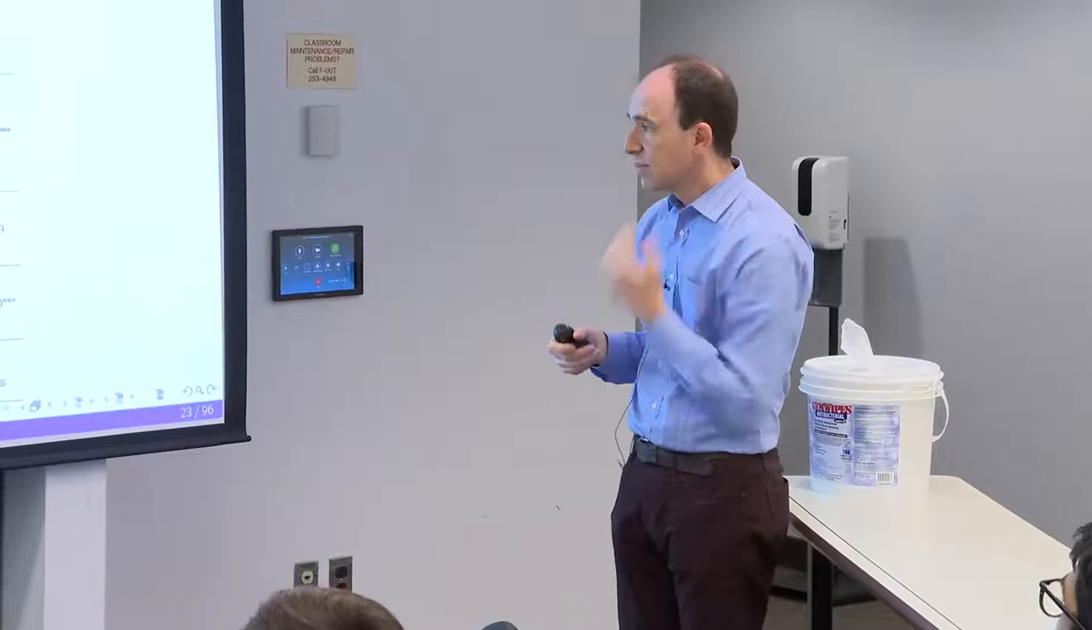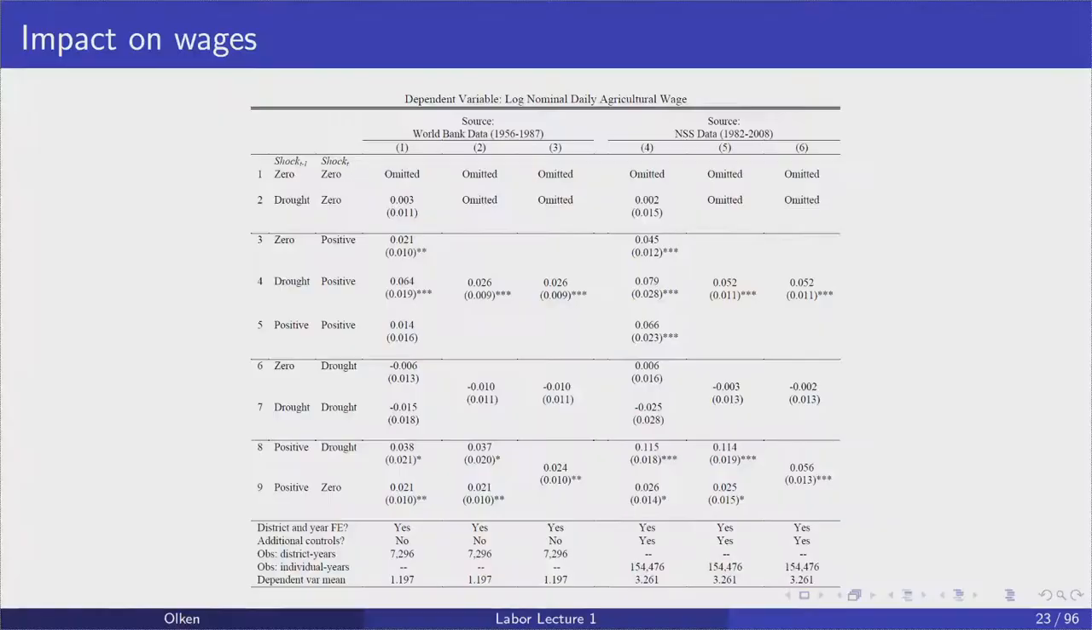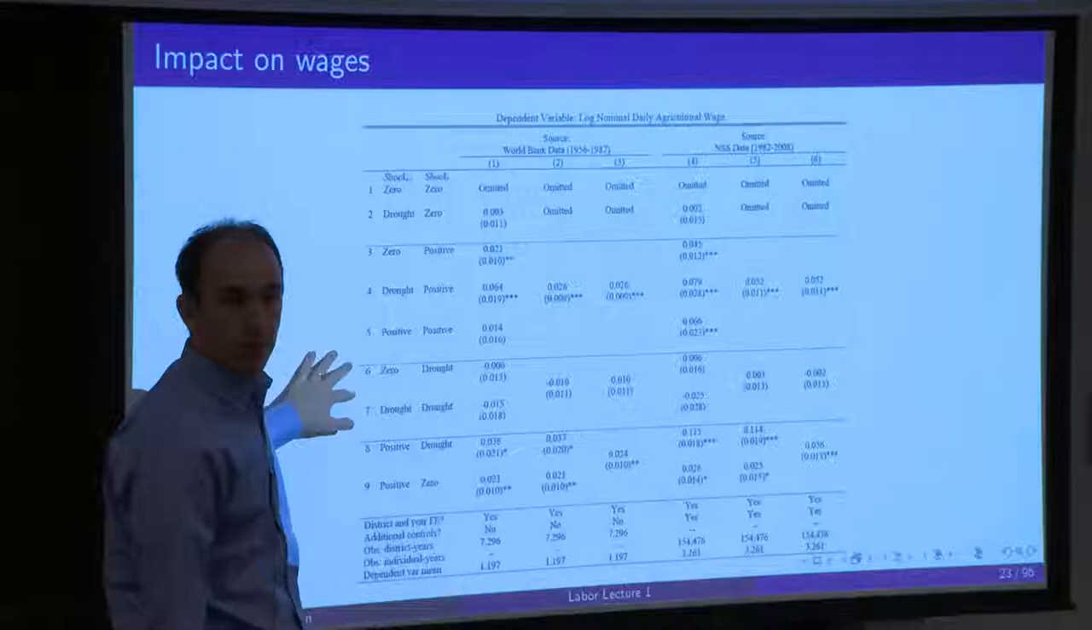On the other hand, if we have a drought this period, or a negative shock this period, the wage is higher if we had a positive shock last period. So that's what you can see, for example, comparing these coefficients in this bin to the ones in this bin.